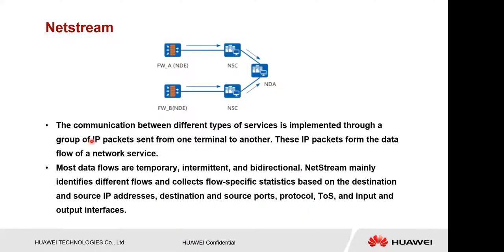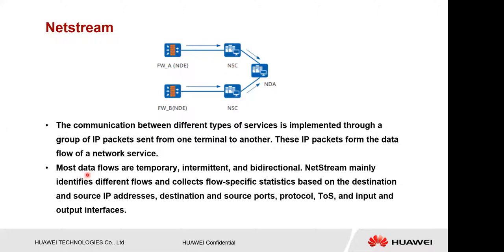So the communication between the different types of services is implemented through a group of IP packets, which is sent from one terminal to another. In this IP packet, it will form the data flow of the network services, which Netstream will use to provide the analysis based on the statistic collected. Most data flows are temporary, intermittent, and also bidirectional.